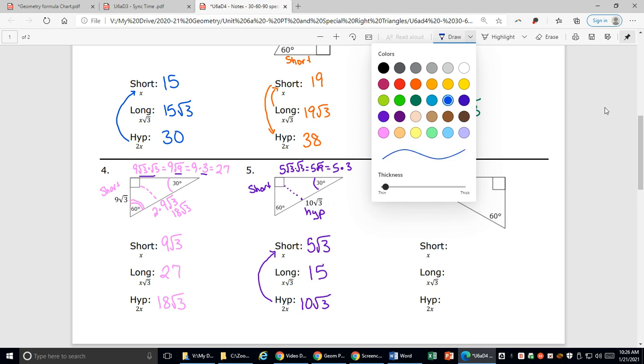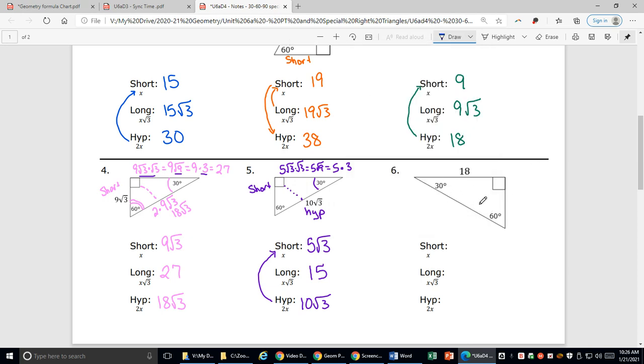Okay? All right, so for this last one, I'm supposed to start with my short leg, and my short leg is here, so I don't know what it is. My hypotenuse is here, which means they gave me my long leg as 18. Okay, so now if I want to work backwards, let's try to look at the pattern and see how can I get from 27, oops, I didn't mean to actually write that.